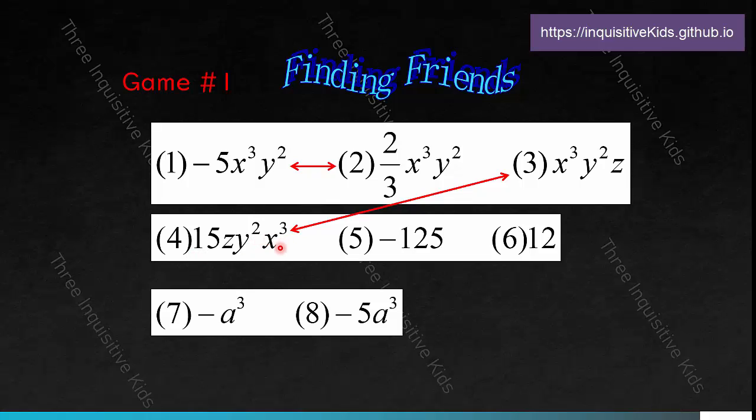Watch. This isn't in the exact same order, but their variable parts would look the same if they use the commutative property in one of them and switch the factors around a bit. At the same time they're still considered like terms, whether the order is the same or not. And then 5 and 6 are friends or like terms because they're both constant values. They do not have any variable parts. And finally, 7 and 8. They go along very well. They are friends and they're called like terms. They both have the variable part a cubed.